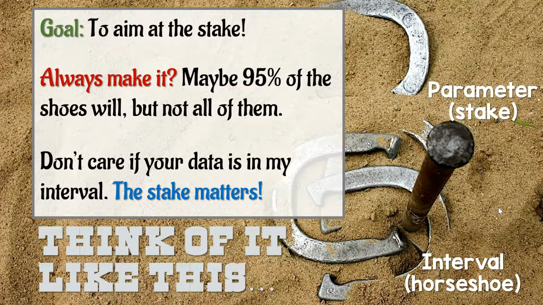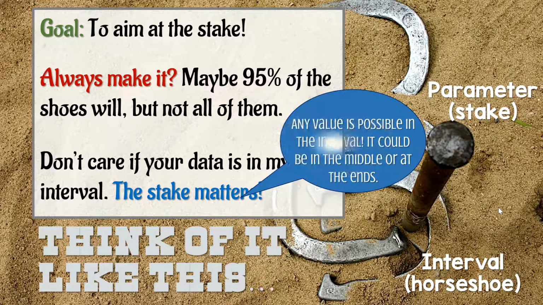So here's the thing you need to remember. It doesn't matter on questions if they're like, oh, your data wasn't in my interval, so I'm wrong. No, that's not what matters. You're not aiming for the other horseshoes on the field. You're aiming for the stake. So don't panic if your data isn't inside someone else's. It doesn't mean that you're wrong, and it doesn't mean that they're right. The goal is the parameter.